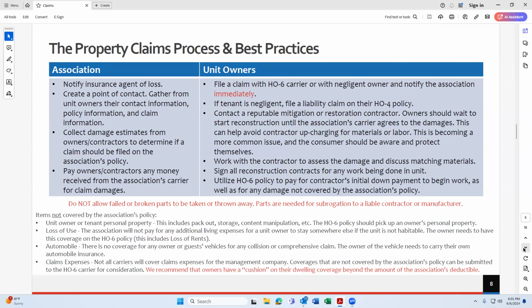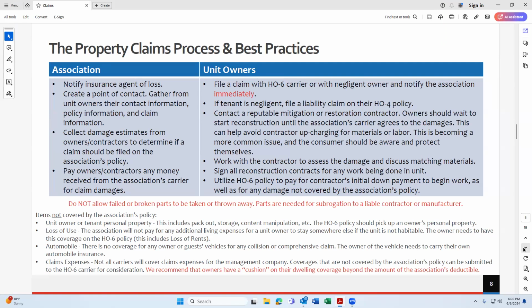And when you're referring to HO6, I came in a little late, so I do apologize. No worries. Is that the homeowner's insurance? Is that what we're referring to? Yes, for condominiums, correct. Okay, thank you.